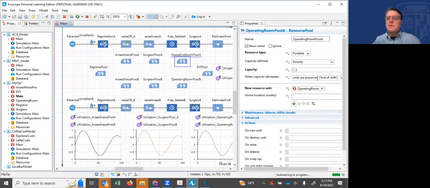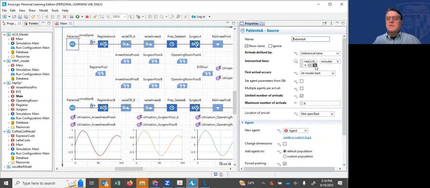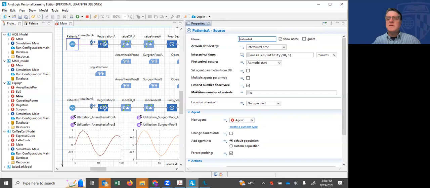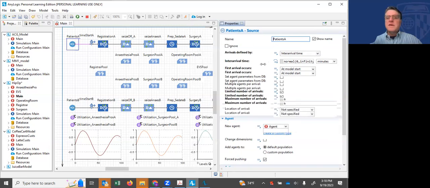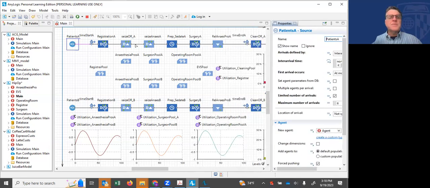Let me just show you the detail of this on patient arrivals. So if I go here, I probably need to expand this significantly. So you can see inter-arrival times are normal with a mean of 90 and a standard deviation of 5. This 0 and infinity just truncates the normal distribution so that we do not get negative numbers. So they're arriving every 90 minutes.